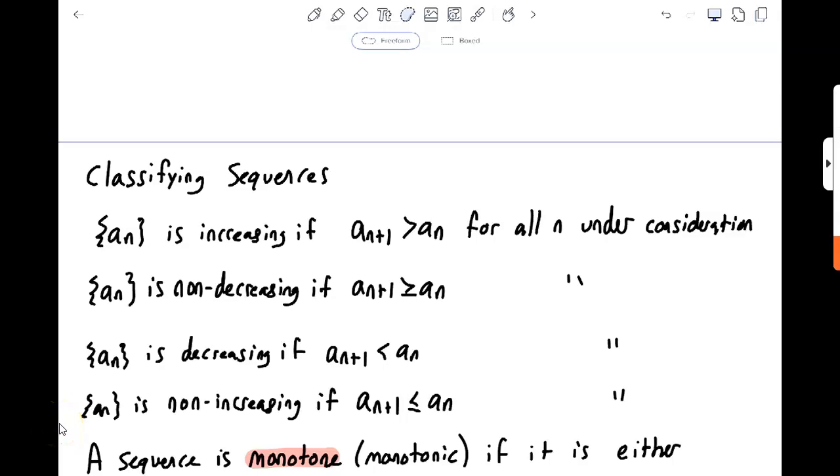Okay, so the next thing we want to talk about with sequences is classifying them based on some of the properties they have.